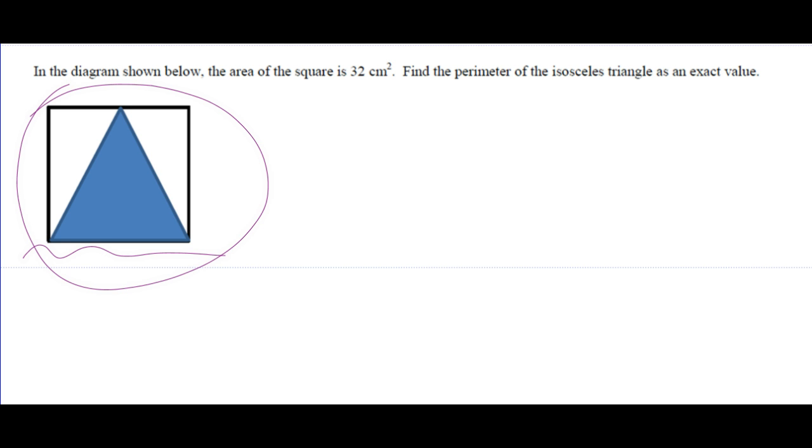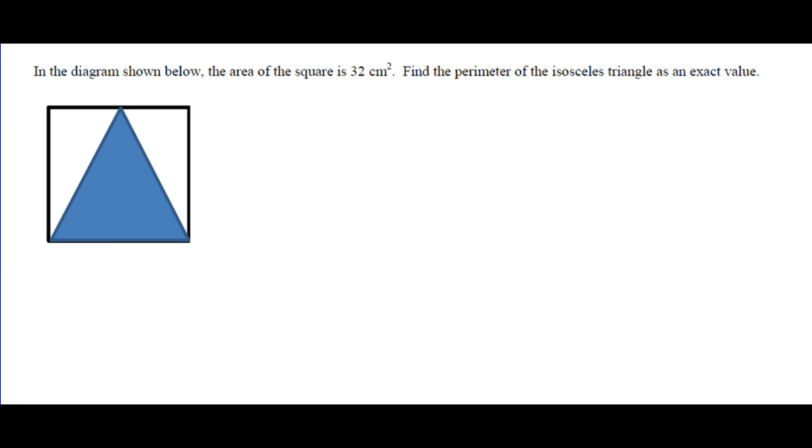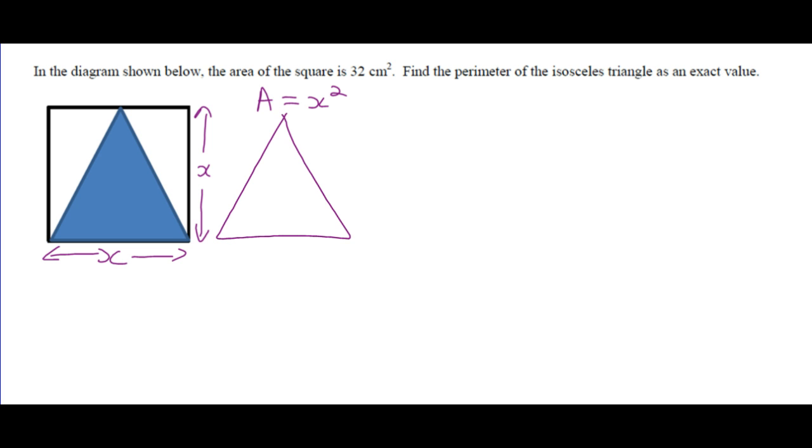Okay, so in the diagram shown below, the area of the square is 32 square centimeters, right? So for the square, we'll call the side lengths x. And we know that the area is going to be x squared. And we want the perimeter of the isosceles triangle as an exact value. So let's pull the triangle out.